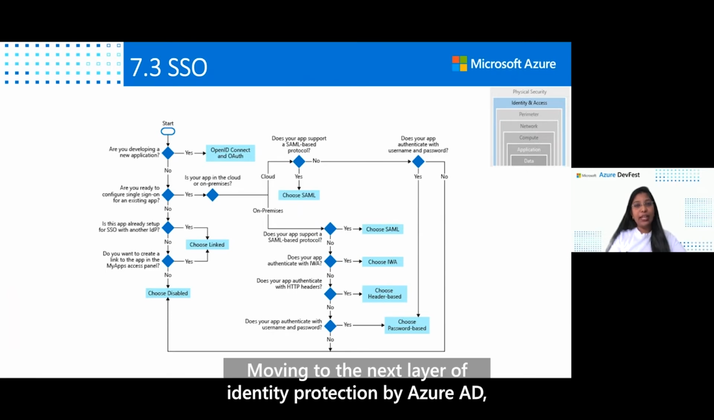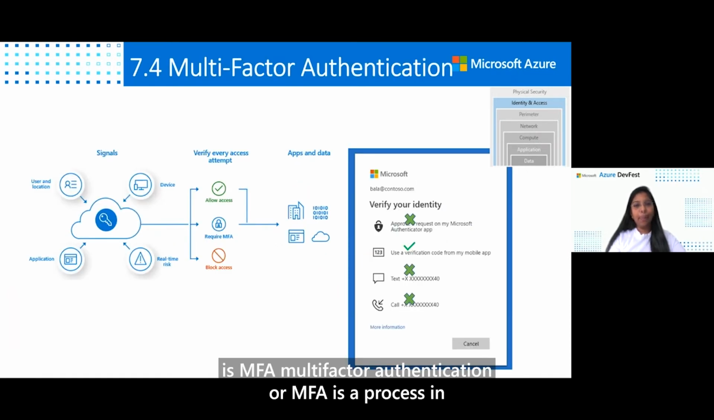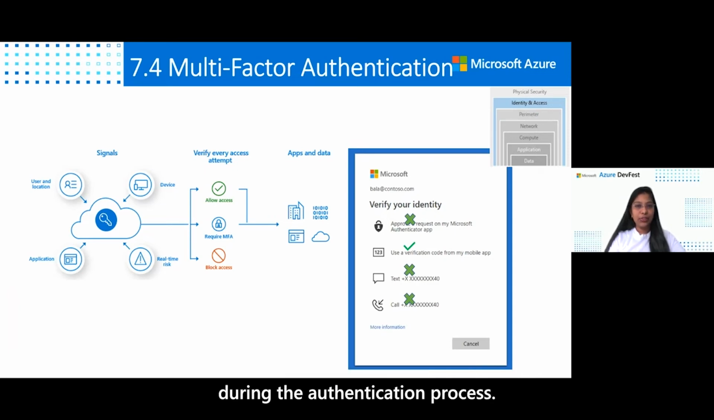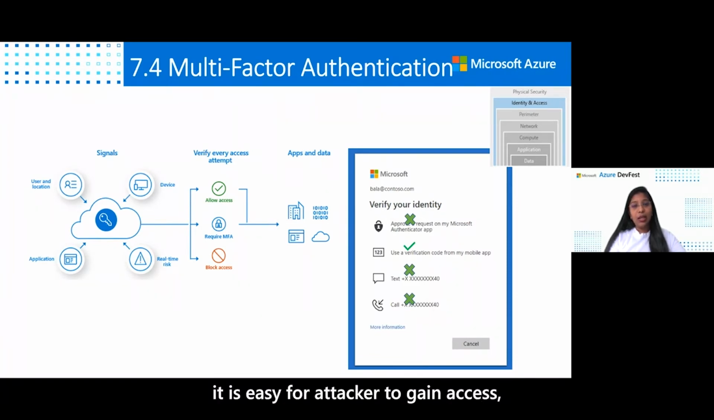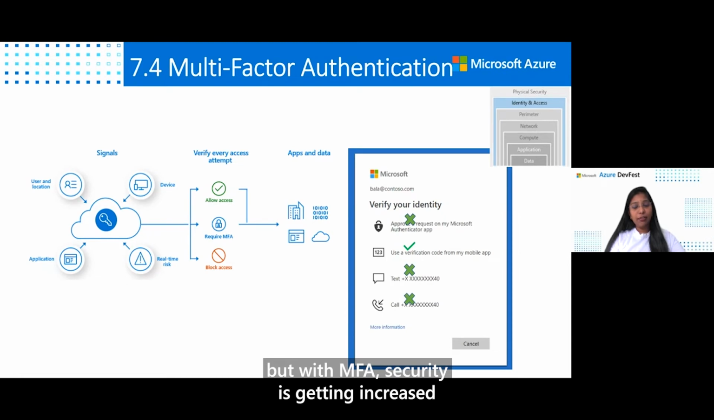Moving to the next layer of identity protection by Azure AD is MFA. Multi-factor authentication, or MFA, is a process in which users are prompted for an additional form of authentication, such as a code on their cell phone or approving the request on the Microsoft Authenticator app during the authentication process. If you only use a password to authenticate a user, and the password is weak or has been exposed elsewhere, it is easy for an attacker to gain access. But with MFA, security is increased because this additional factor isn't something that's easy for an attacker to obtain or duplicate. Next comes RBAC.